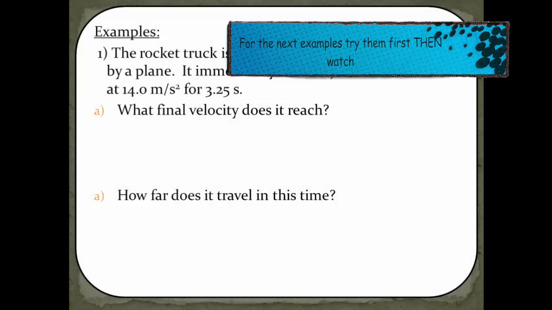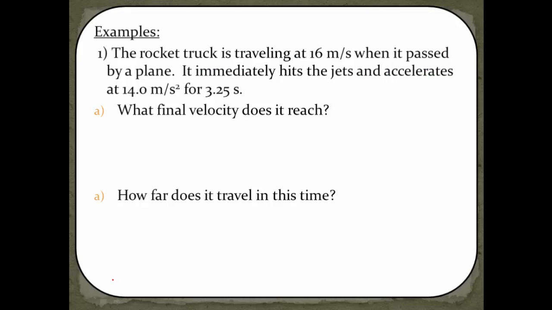We got through some of those examples. Here's some now where we're not going to tell you what kind of equations you have to play with, and you just have to figure out which equations you want to use yourself. Again, I would suggest listing out the variables before you solve it. I'm going to give you some help right now. The rocket truck is traveling at 16 meters per second when it passed by a plane. It immediately hits the jets and accelerates at 14 meters per second squared for 3.25 seconds. And the question is, what final velocity does it reach?